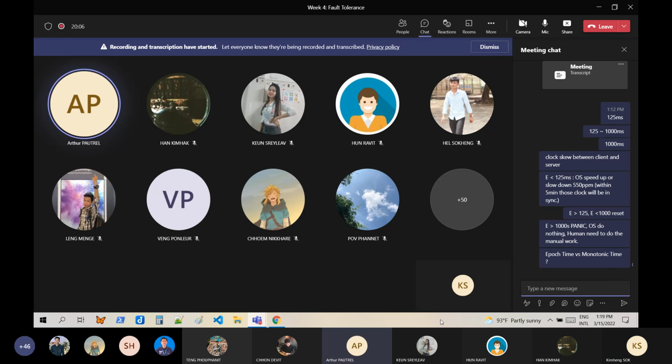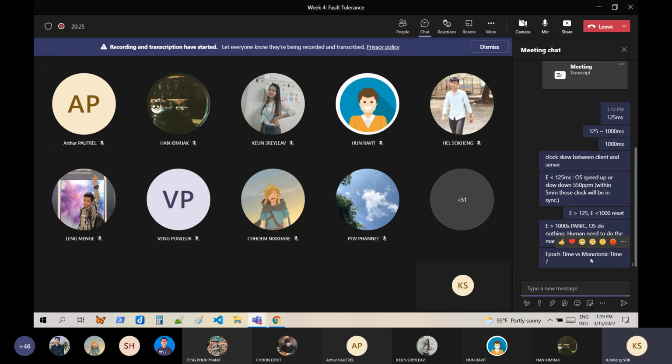Epoch time is the time that starts from the 1st of January 1970, in milliseconds. Yeah. And what is monotonic time? I don't remember monotonic.